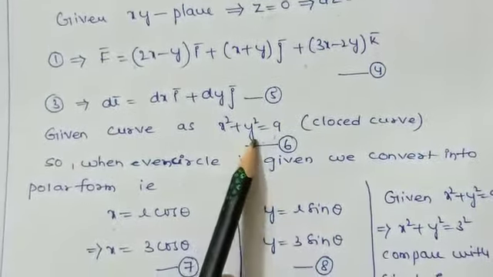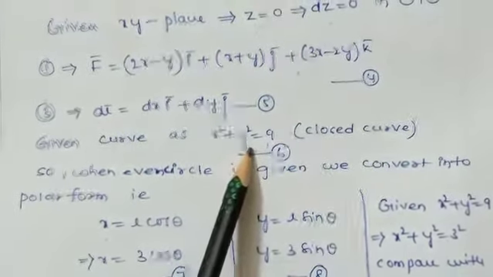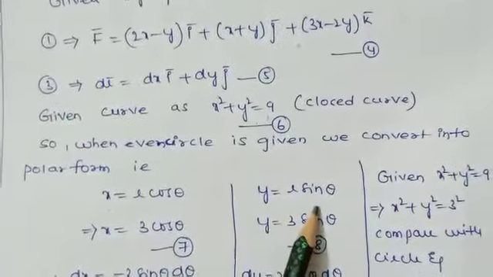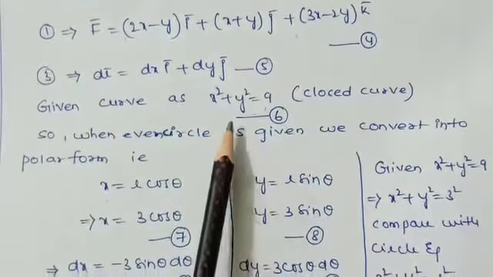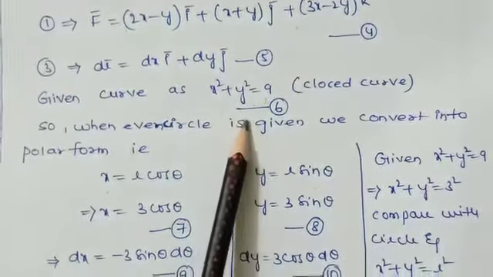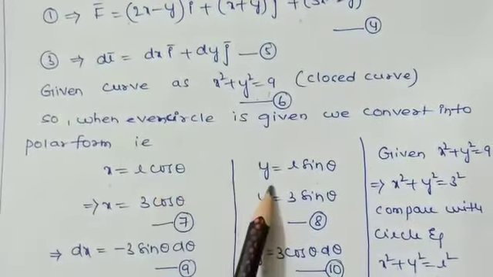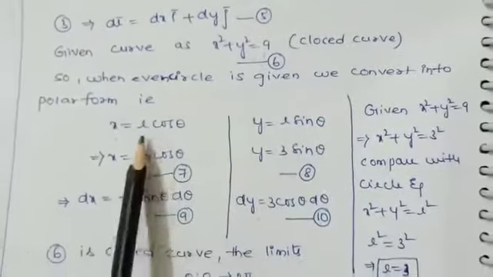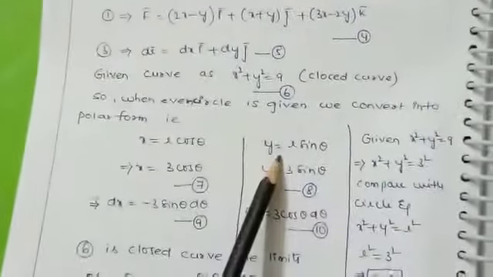We know that for a circle equation, the polar form will be x is equal to r cos theta, y is equal to r sin theta. Whenever the circle equation is given, the polar equations for x and y will be in terms of r comma theta. So now here you are having r value. We have to find out r. How are you going to find out r?